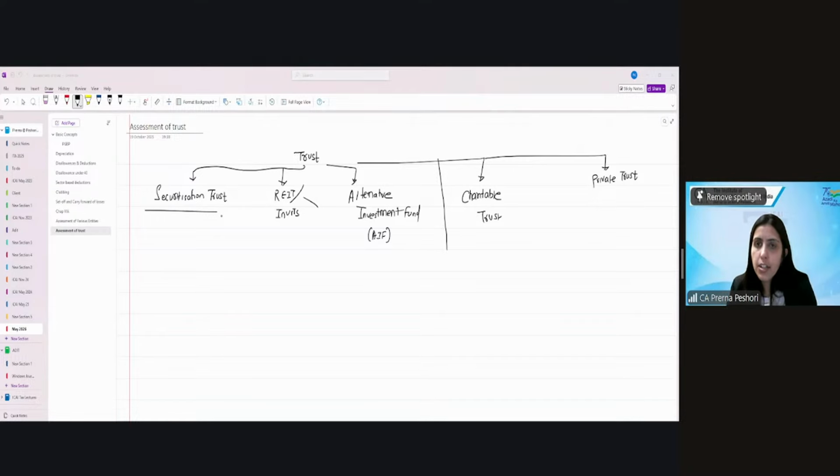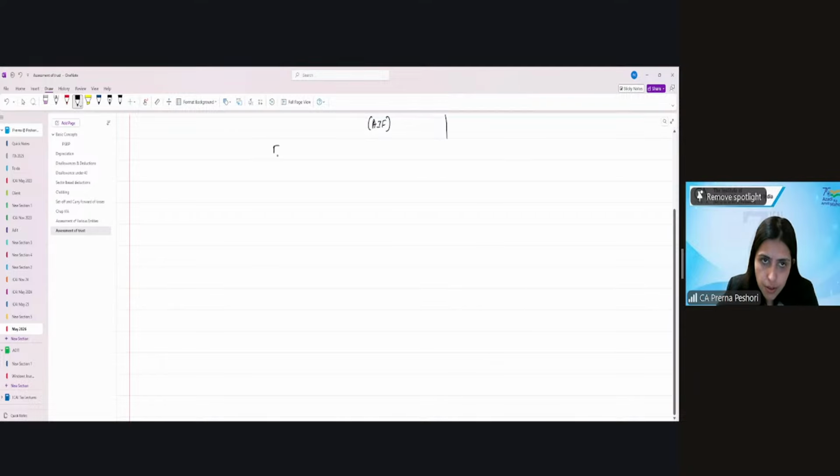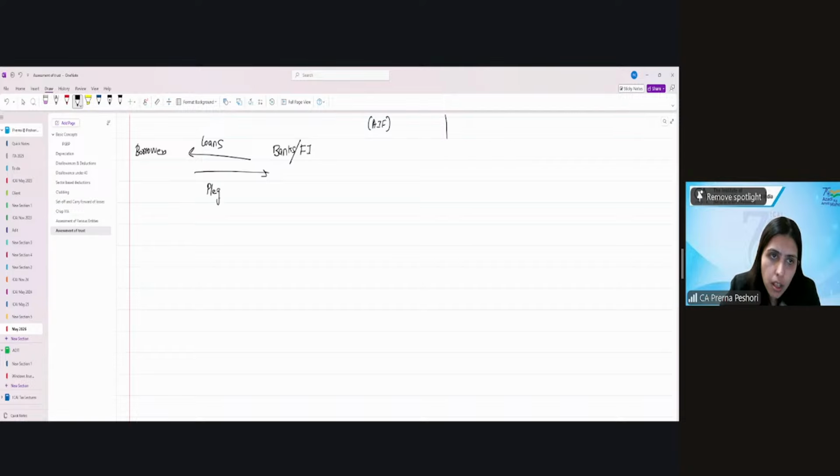What is the securitization trust? Any idea? Any idea what is the securitization trust? No? Okay. So usually in the case of the banks or the financial institutions, what do the banks and financial institutions do? They give the loans, right, to the borrowers against the pledge of assets. Yes or no? On security of the assets, right?